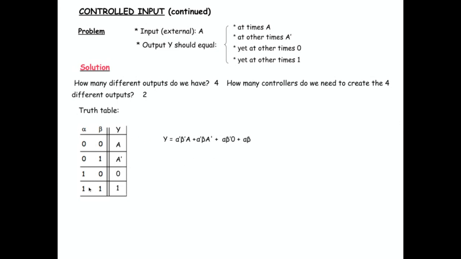And then the last one, we have alpha and beta and 1, right? So what happened to the 1 here? Anything times 1 is itself. Yeah, that's right, identity. All right, so what is left is our y function. The way we set it up is: not alpha, not beta, and A, or not alpha, beta, and not A, or alpha and beta.